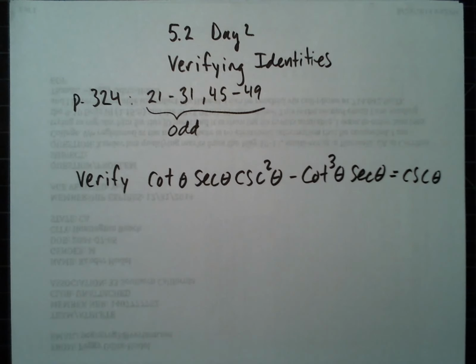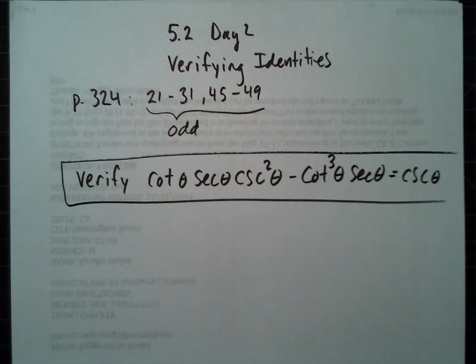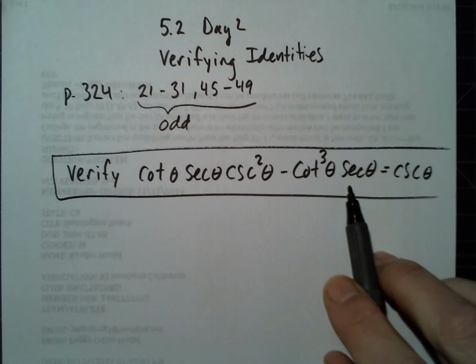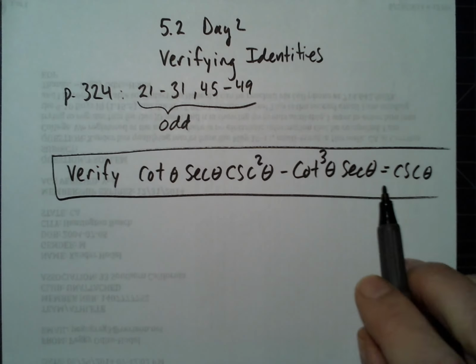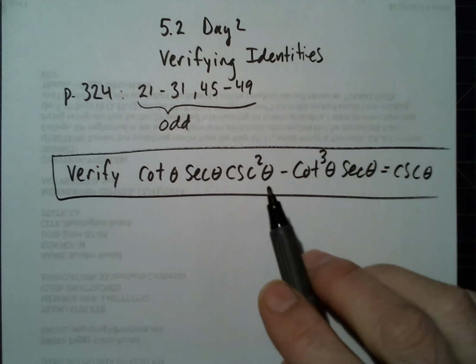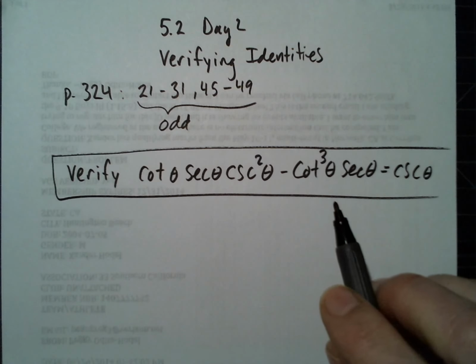In this lesson we'll continue verifying identities, and we didn't do very much factoring in the previous lesson, so this is going to have more factoring. And we just want to make the left side of the identity look like the right side, or left side of the equation look like the right side. So start with the larger expression, and you can make that smaller.